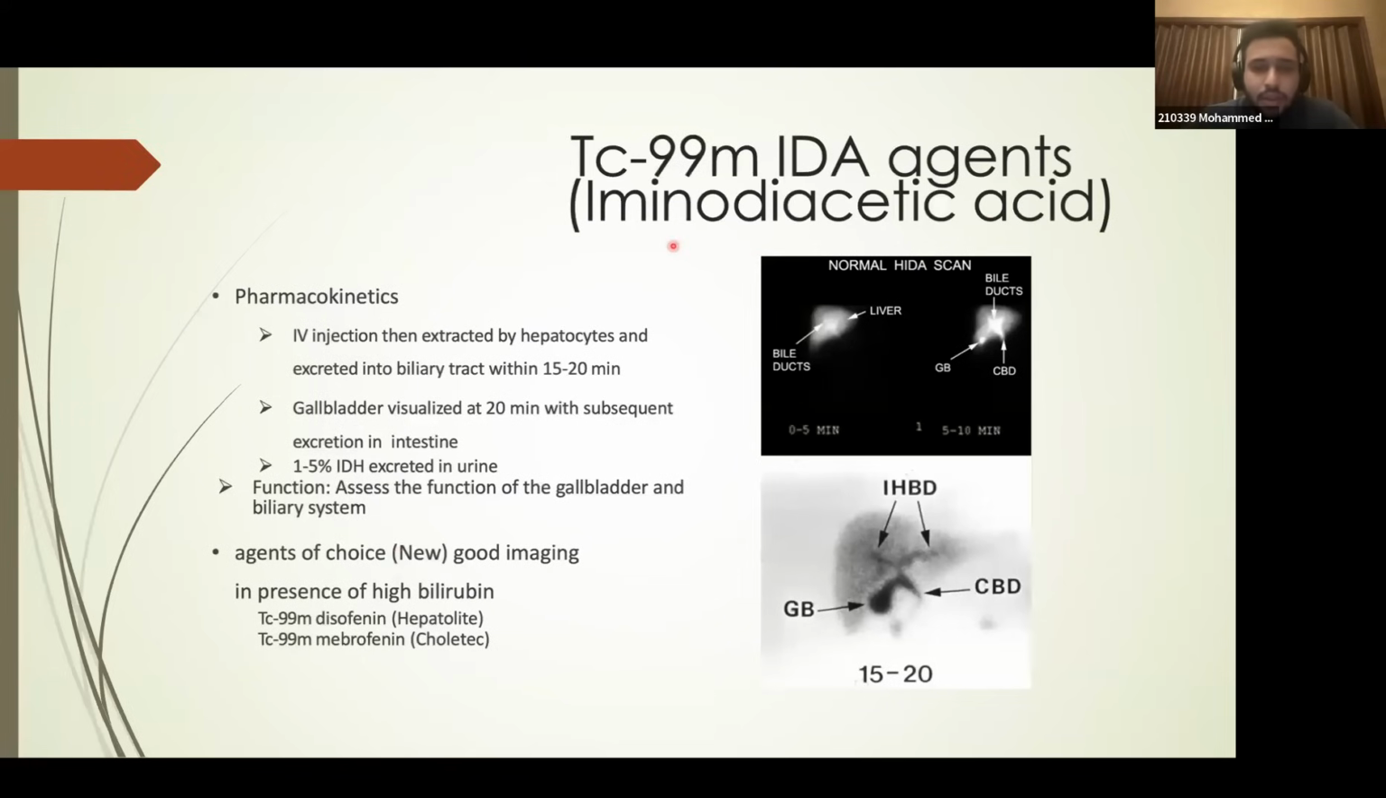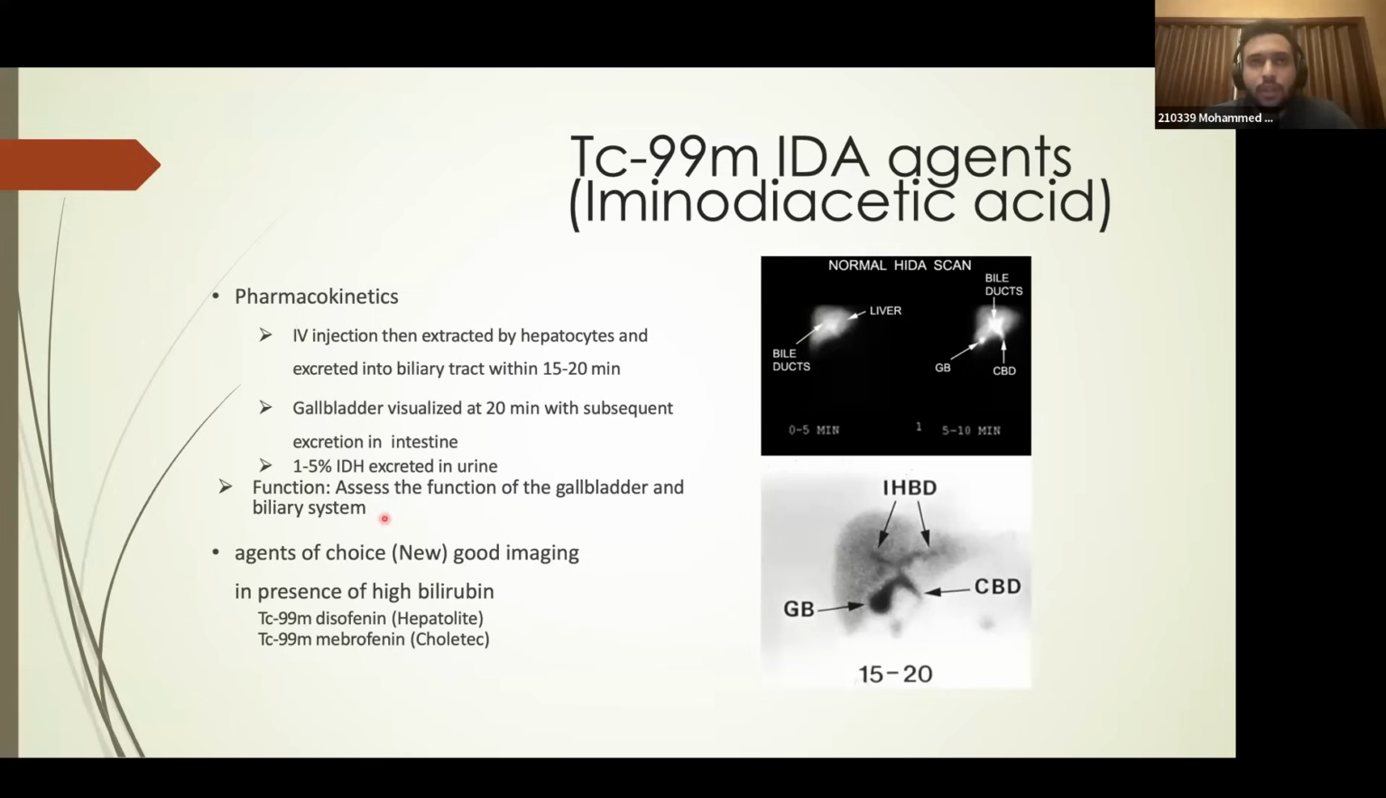The agent that we use is technetium-99 IDA, or iminodiacetic acid. Basically, you're visualizing the whole biliary system. This helps you visualize the biliary system. It targets the bilirubin, which makes sense. Very important. And it assesses the function of the gallbladder and the biliary system. That's all you need to know.